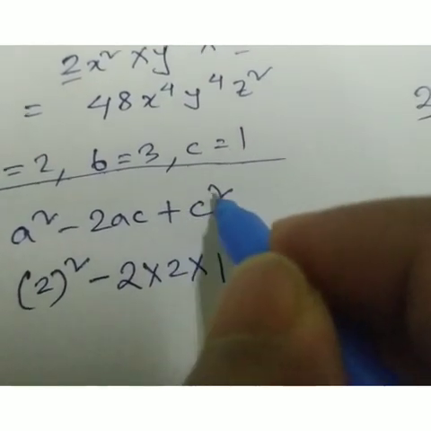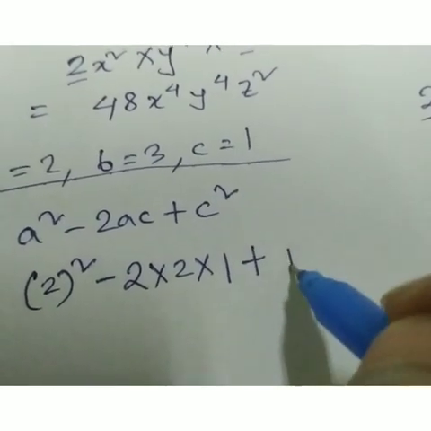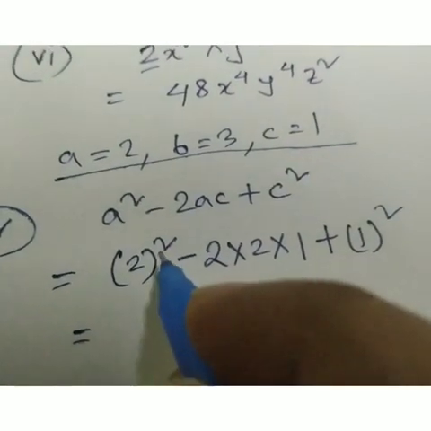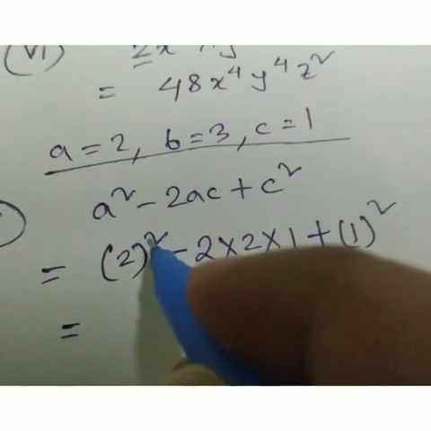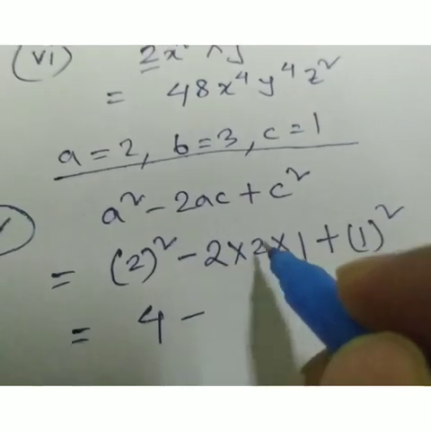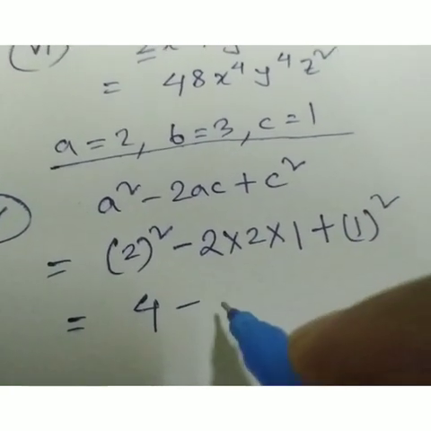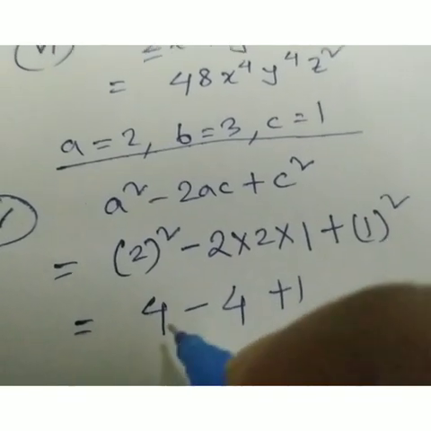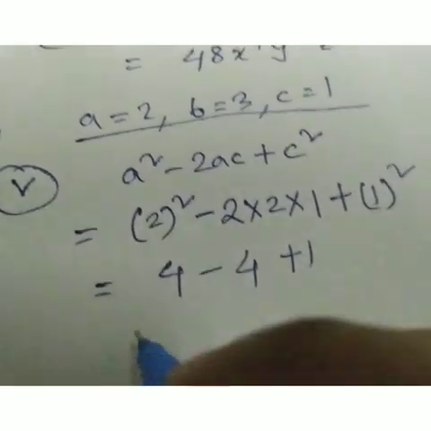Then plus c square. C is what? 1. So 1 square. So we know 2 square means what? 2 into 2, which is 4. Minus 2 into 2, 4, 4 into 1, 4. Then plus 1. So 4 minus 4 is 0, 0 plus 1 is 1.